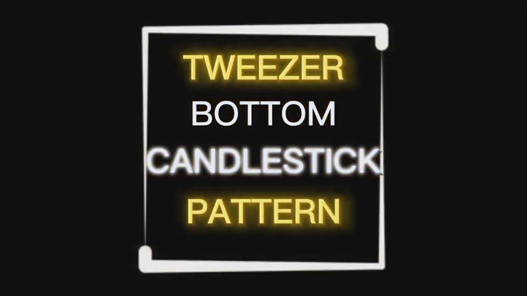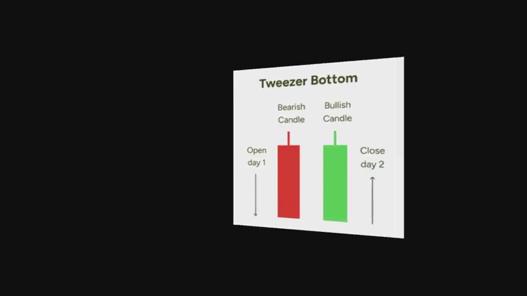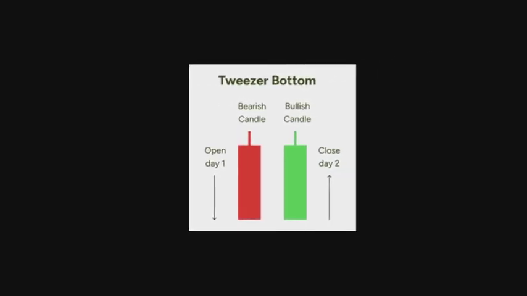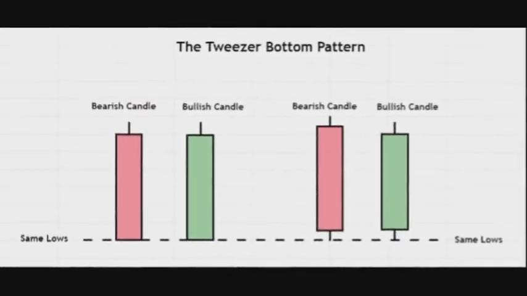Number 7. The Tweezer bottom candlestick pattern. The Tweezer bottom candlestick pattern is a bullish reversal pattern that typically appears at the end of a downtrend, signaling a shift to the upside. It consists of 2 consecutive candlesticks with matching or nearly identical lows, indicating strong support at a certain price level.